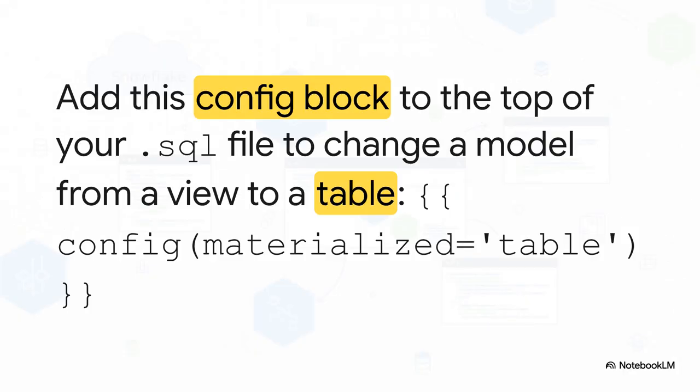And the best part? Changing this is super easy. All you do is add this little config block at the very top of your .sql file. You're just telling dbt, hey, for this model, don't use the default. I want you to build me a table instead.